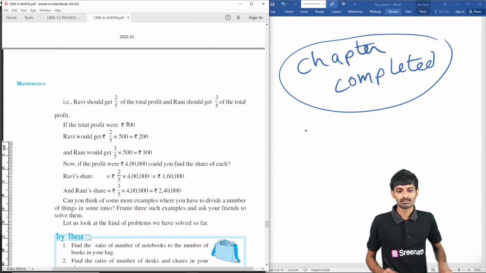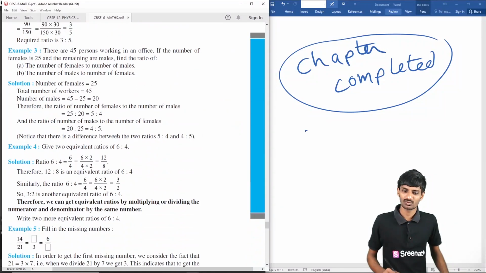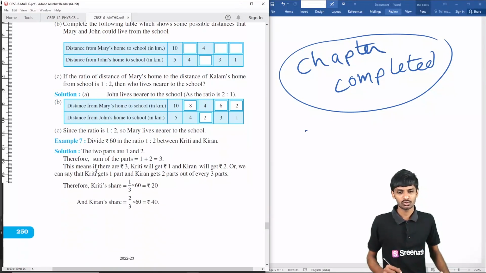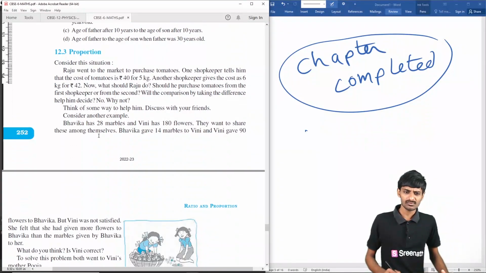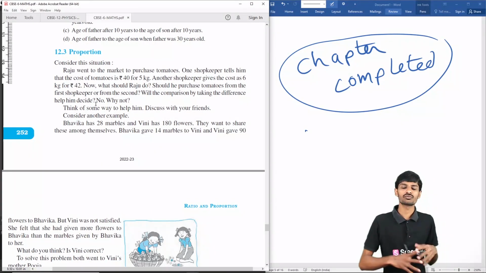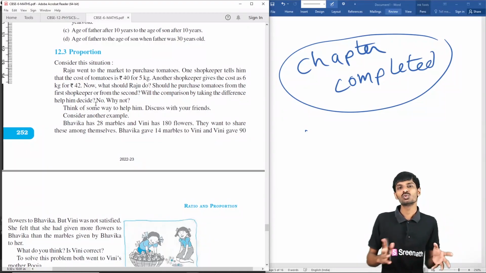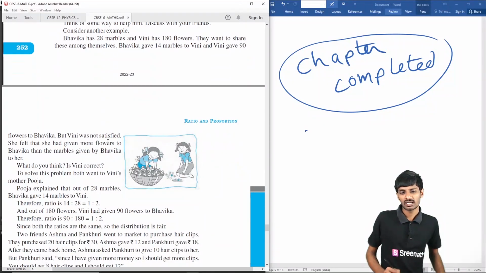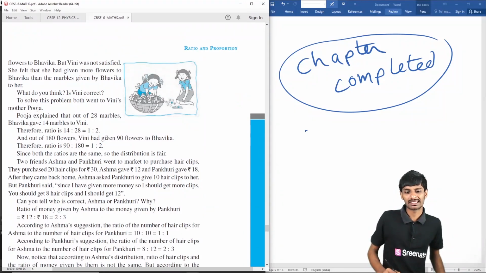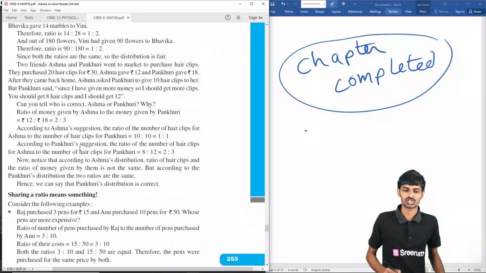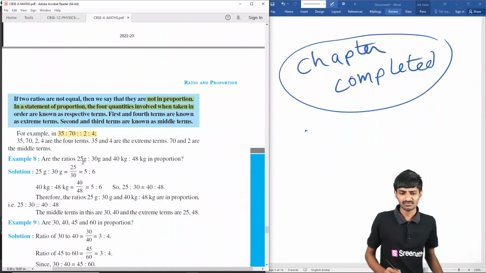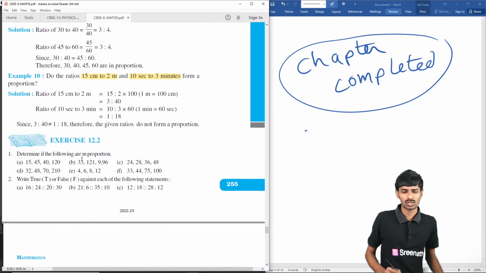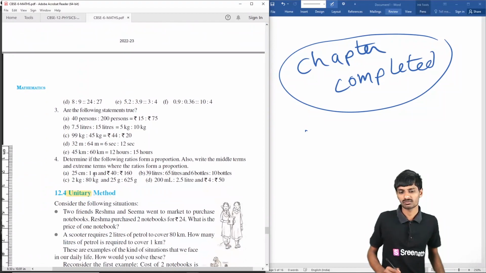We have solved some problems based on it, students, and some are left to you. Do your homework. If you do not get the answers, just comment below. And the next thing is proportions. If you have 2 ratios and you find that the 2 ratios are equal, then we call it a proportion. We represent it with an equal to symbol. And if the 2 ratios are not equal, then they are not in proportion.